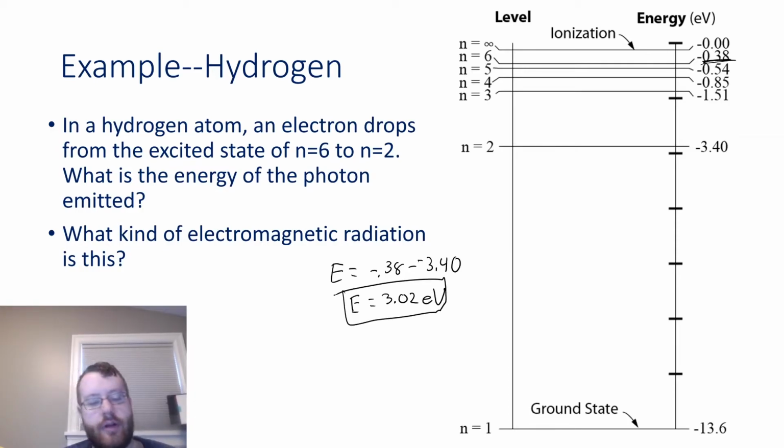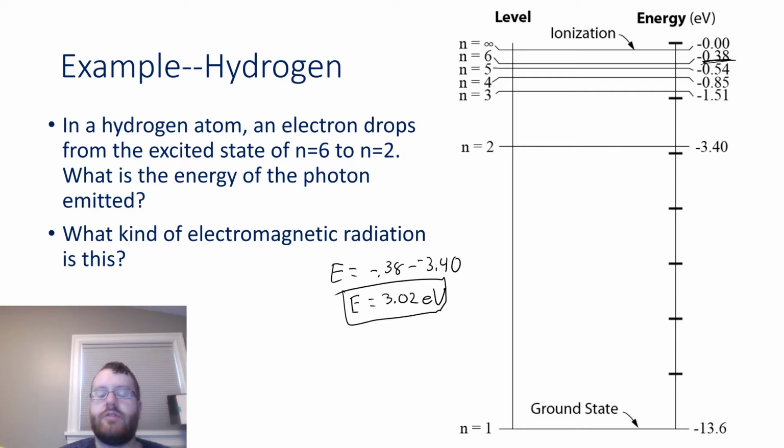Now, the second part of this question on this page asks what type of electromagnetic radiation this is. This is actually a multi-step problem, and I'm going to walk you through this at the very end of this video. But just know that we're going to have to figure out the frequency of that light, and then once we have that frequency, we can figure out what kind of light it is, or what color it is, or that kind of thing.